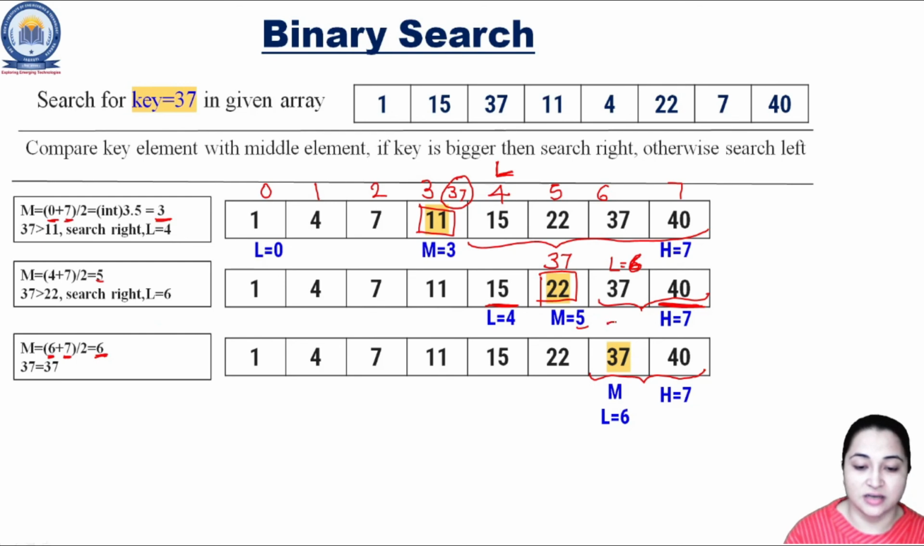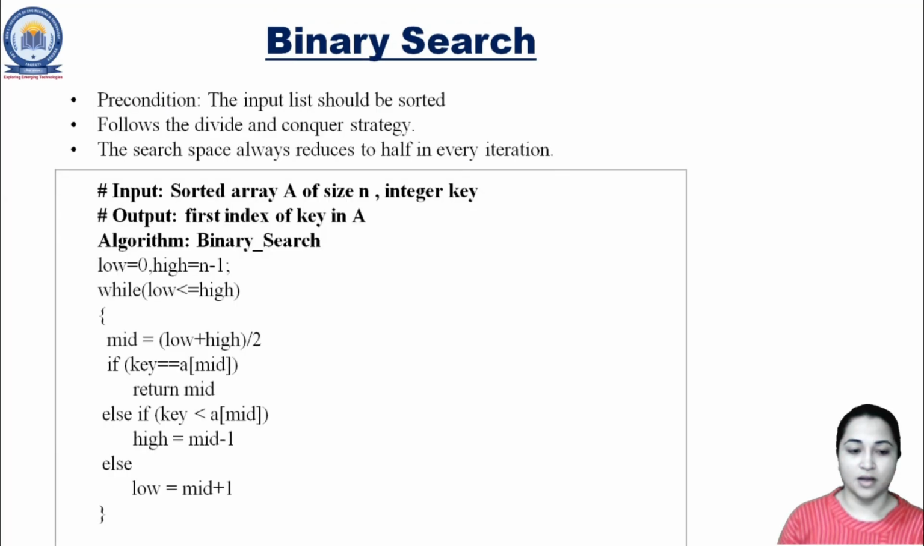And as we can see, our key element is 37, and now the middle element is also pointing to 37. So we have found the match, and the middle index will be what? 6. So in that case, we will return the middle index. So the output should look like: 37 is present at index 6.